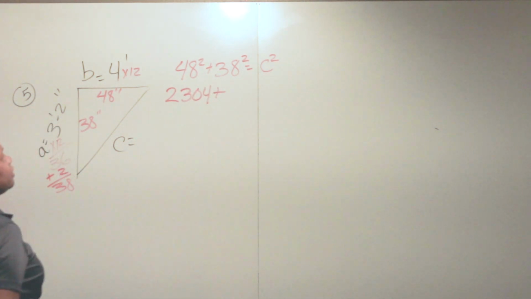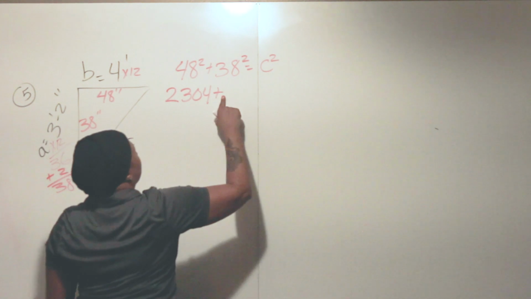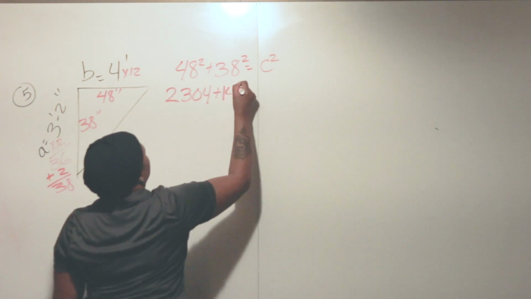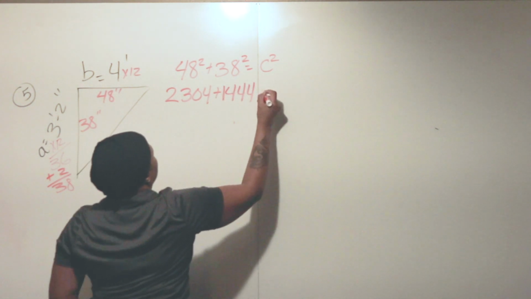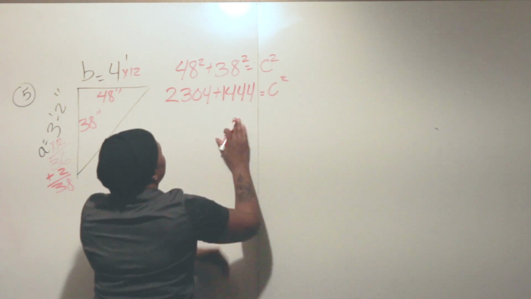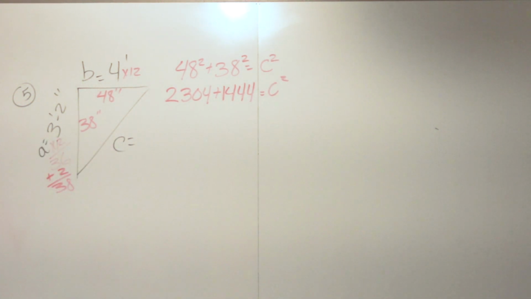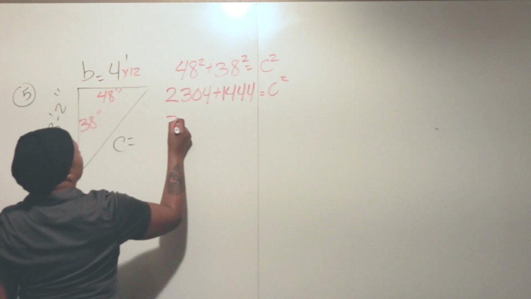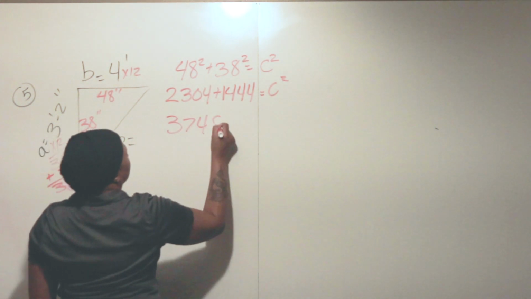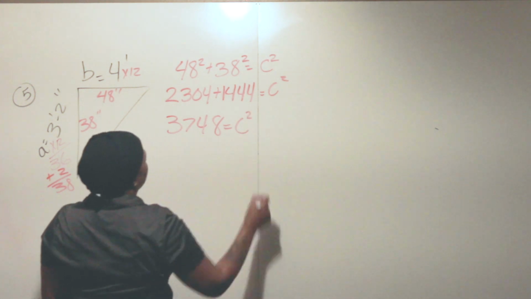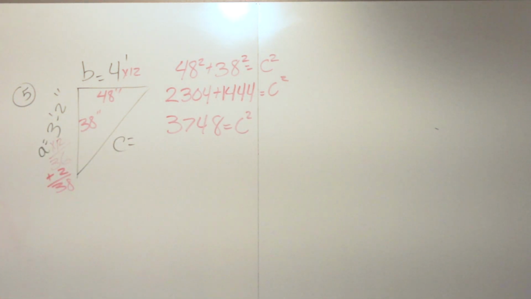And when we square 38, what do we get? 1,444. Equals C squared. And when we add these together, we get 3,748. C squared equals 3,748, but we're not looking for C squared, we're looking for C.